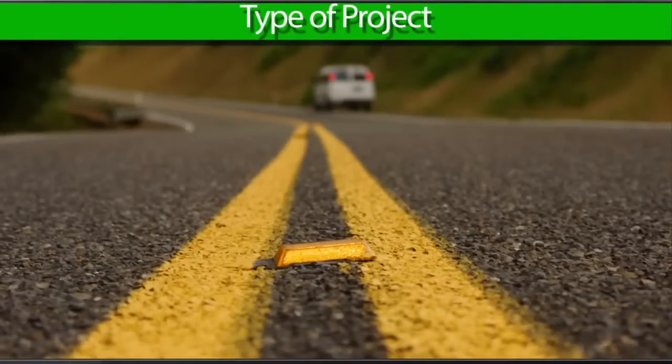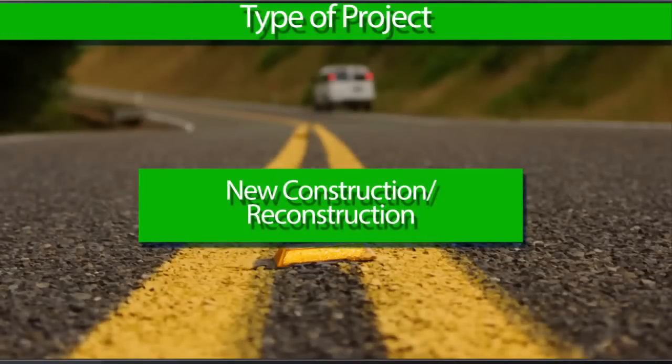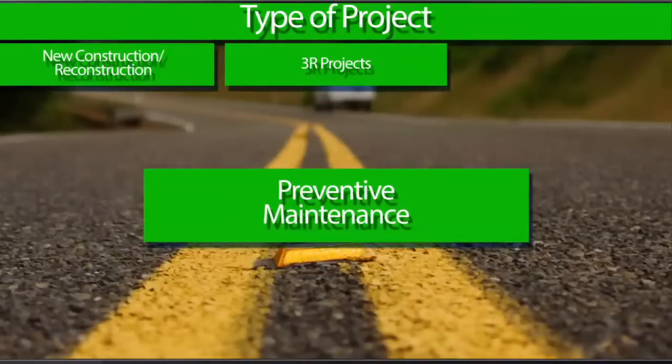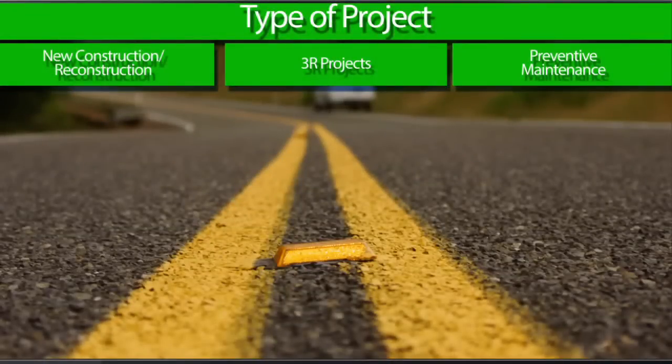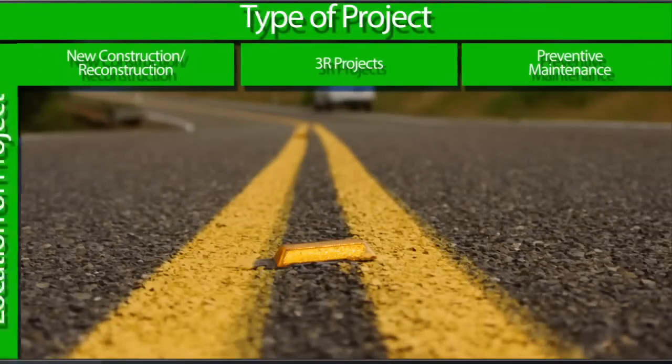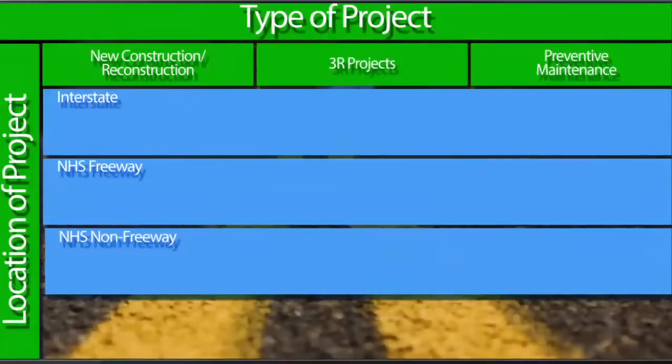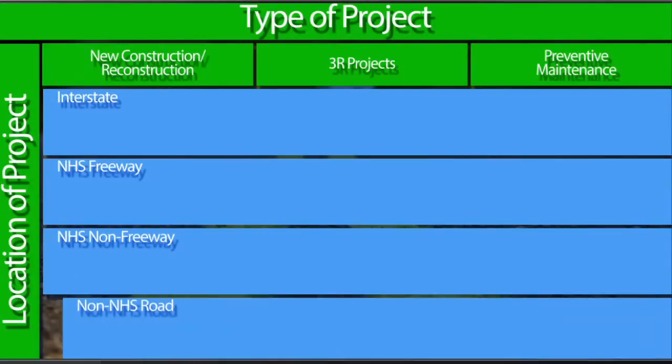To determine which design requirements apply to your highway project, you first should consider the type of project and where it's located. Project types generally fall into one of 3 categories based on the scope of work: new construction or reconstruction projects, resurfacing, restoration, or rehabilitation projects, more commonly referred to as 3R projects, and preventive maintenance projects. Geometric design requirements apply to projects on one of the following 4 categories of roads: an interstate, an NHS freeway, a non-freeway NHS route, or a non-NHS road.